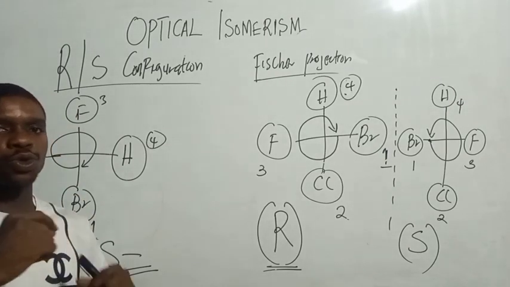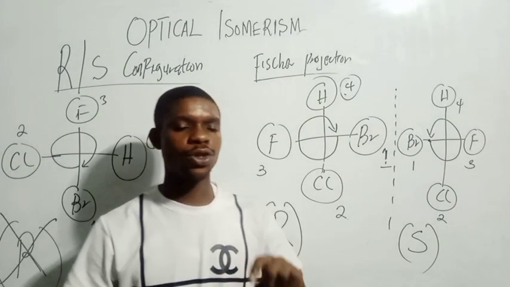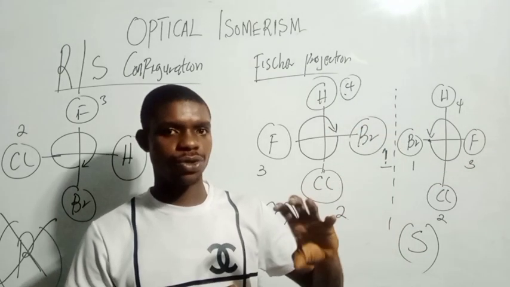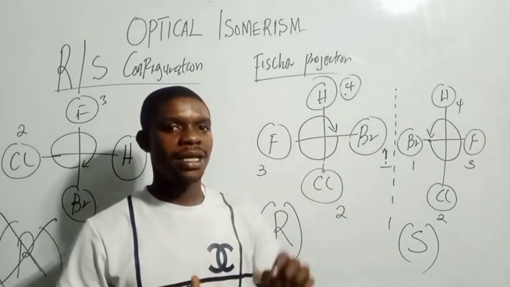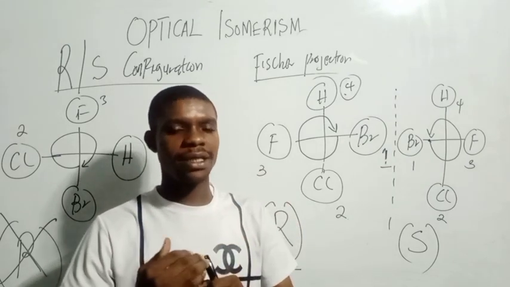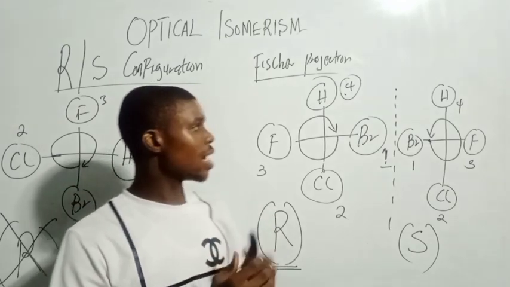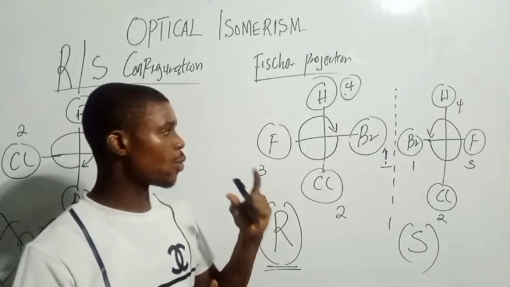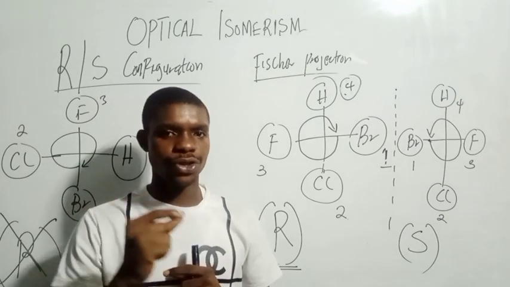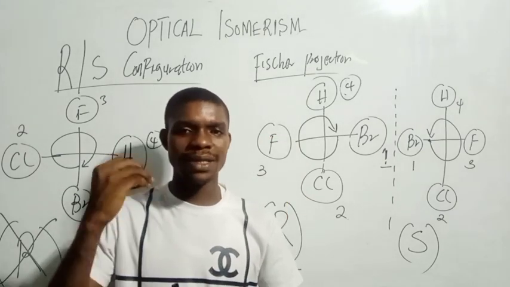So I'm going to end this video here. In my next video, I want to dwell on R and S configuration. If you don't understand this one here, then subscribe to the channel, because I don't want this video to be too lengthy. So in the next video, I'm going to explain the R and S configuration step by step. Then I want to talk about when you have two chiral centers, like the one you are going to see on display on the screen here, when they give a structure like this to assign the R and S configuration. That's what I want to talk about in my next video.